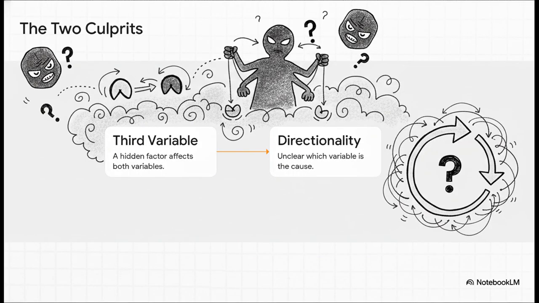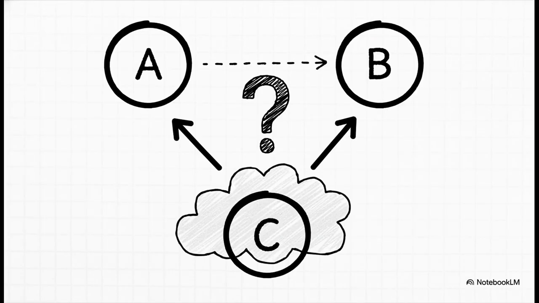So let's meet our two main culprits, the hidden troublemakers that make correlations so deceptive. First, we have the third variable problem, and second, the directionality problem. First up, the third variable problem. This is when some hidden factor, or something you're not even measuring, is secretly pulling the strings on both variables you're looking at.